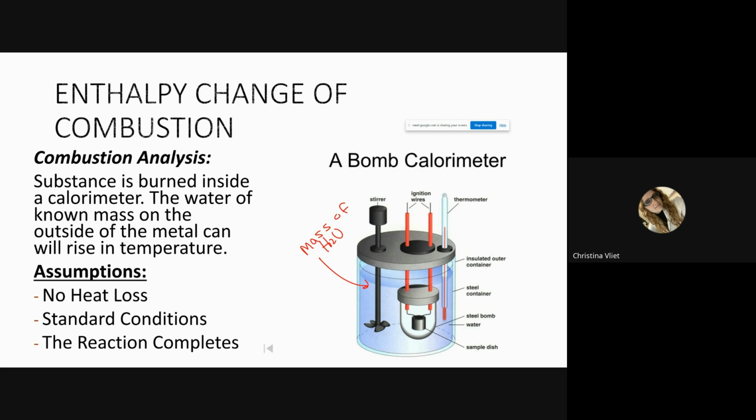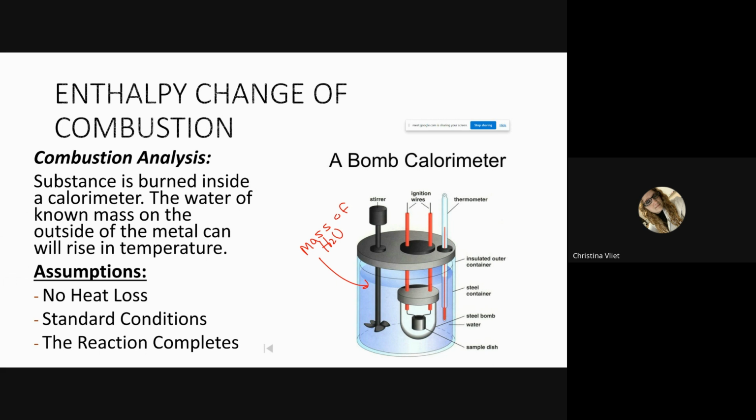What's the point of the stir? The stir is to ensure that it is thoroughly mixed so that even if there's an energy change, it's the same throughout. The assumptions we have to make using this are that there's no heat loss in this setup, that standard conditions are being employed, and that the reaction goes to completion, meaning that you burned everything. So we assume that you burned everything, and then we can measure the enthalpy change of that.